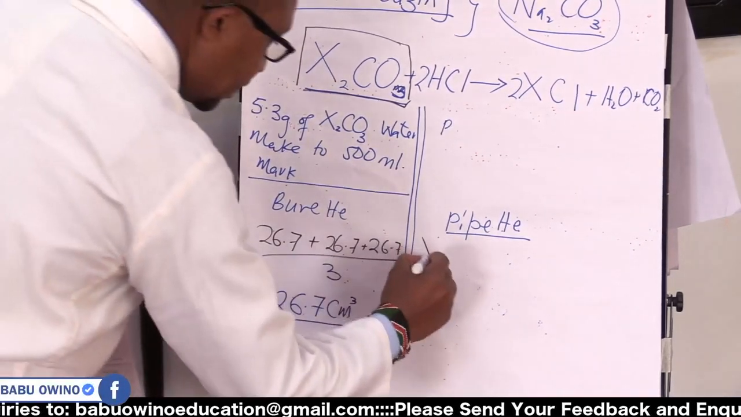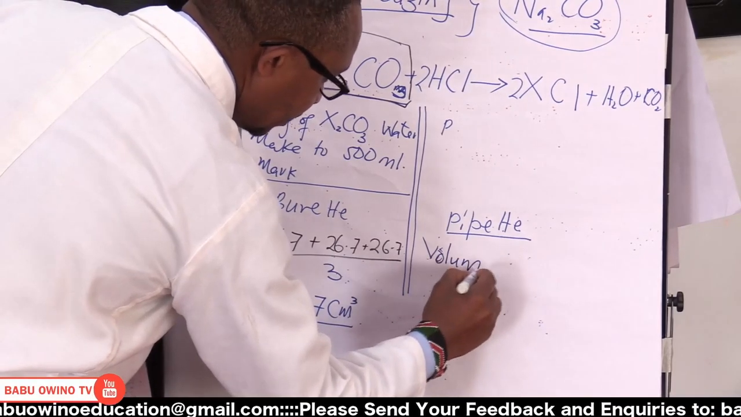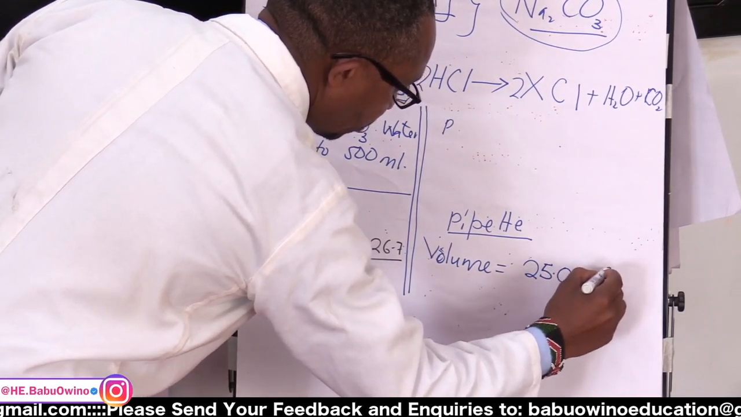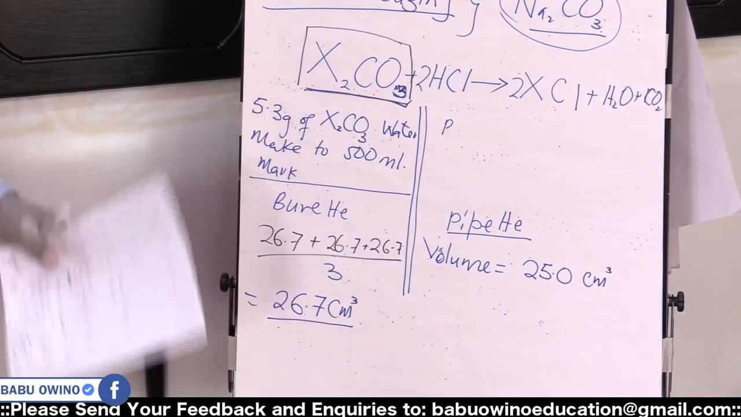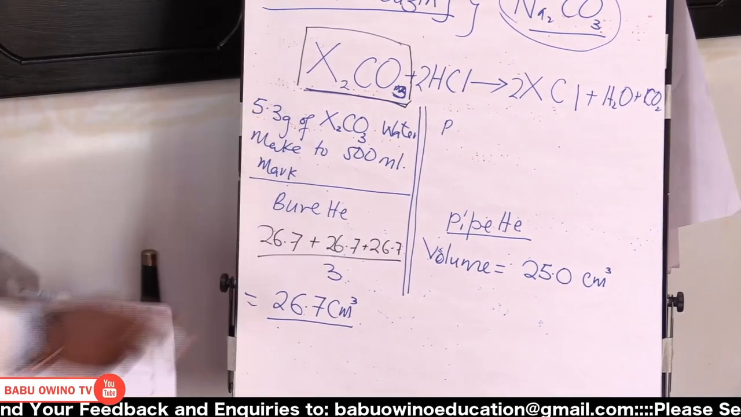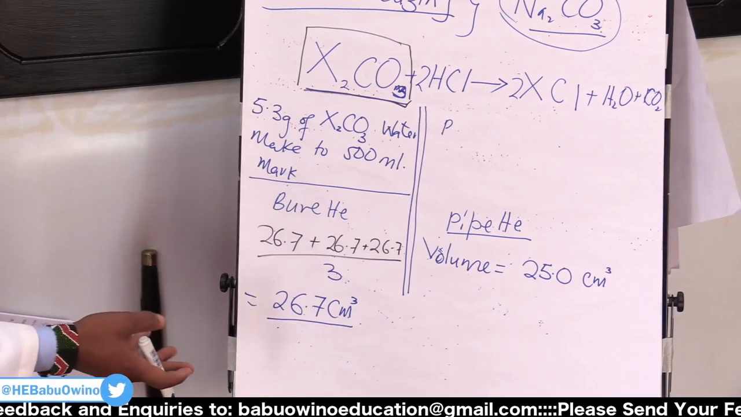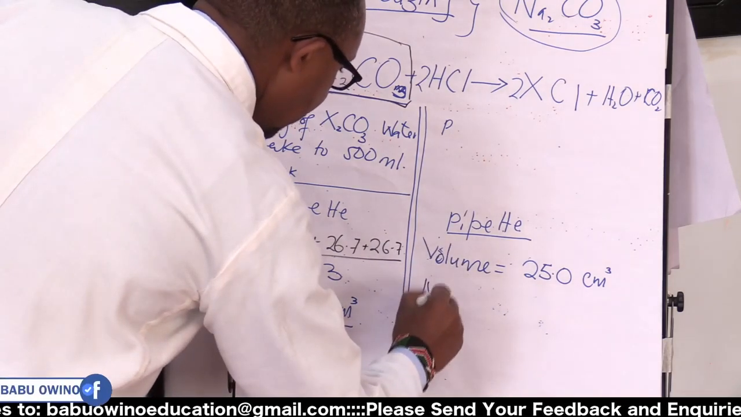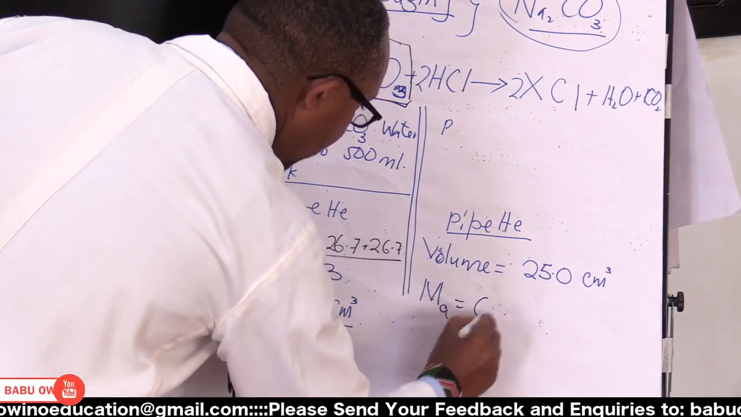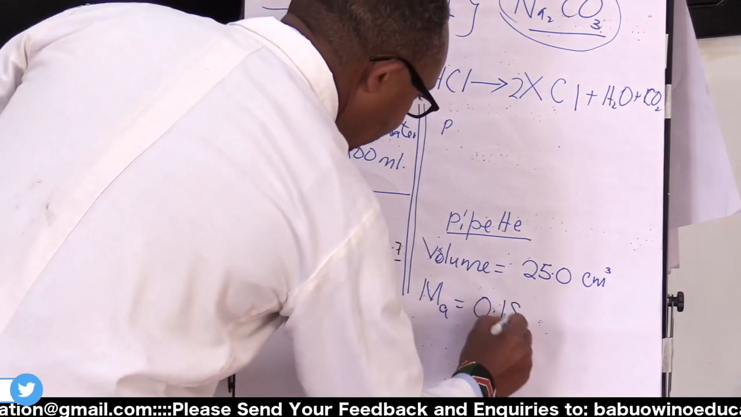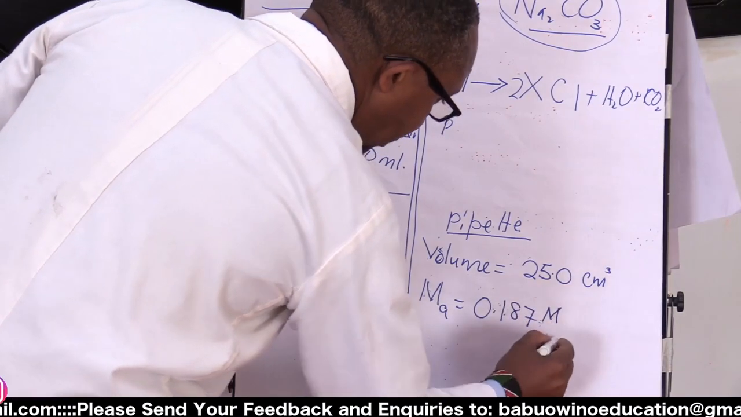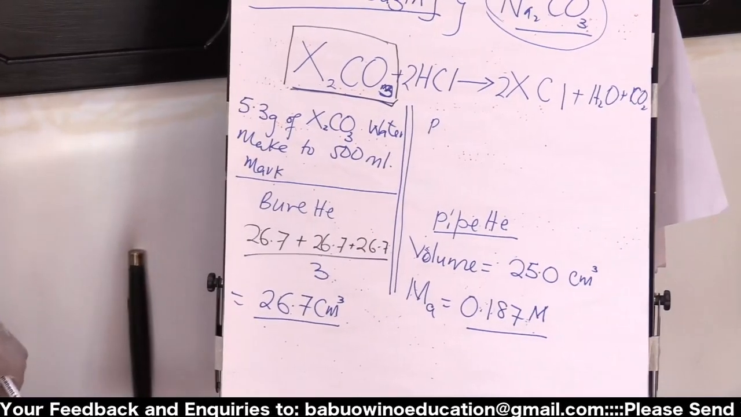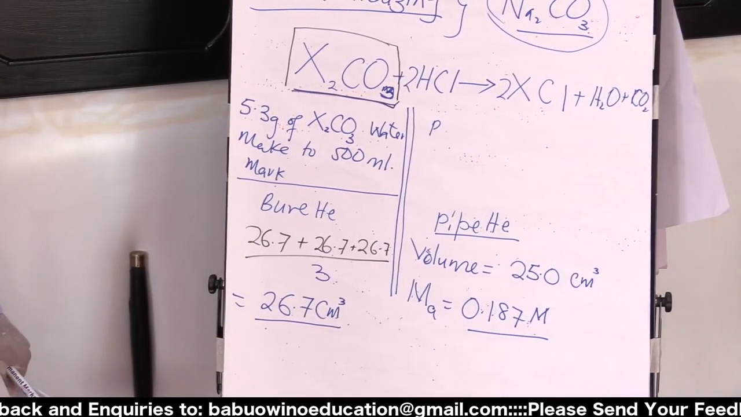The volume in the pipette has not changed. This is 25.0 cm³. What other information was I given? I know the mass that is here, and I know something to do with the molarity of one of them. And this one could be 0.187 moles per liter, or simply molar. So with this information, I can work out this in an exam. You don't have to know the carbonate.